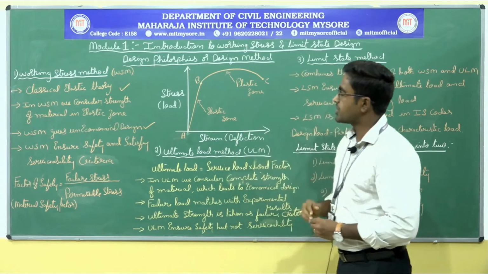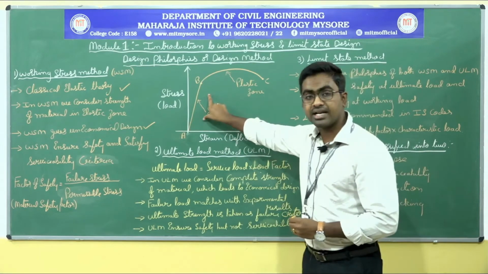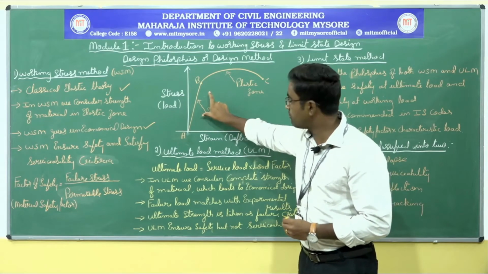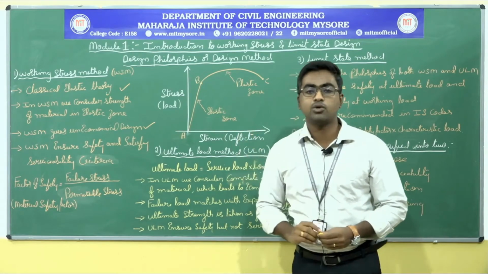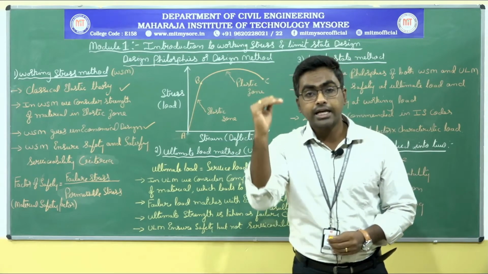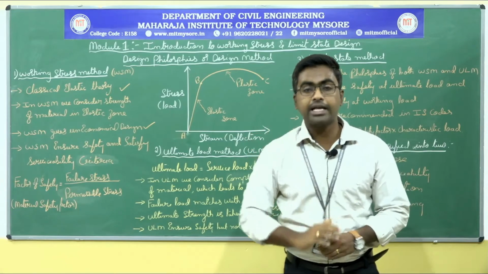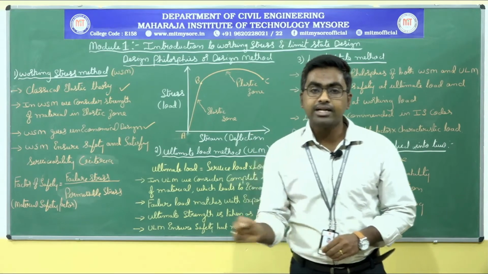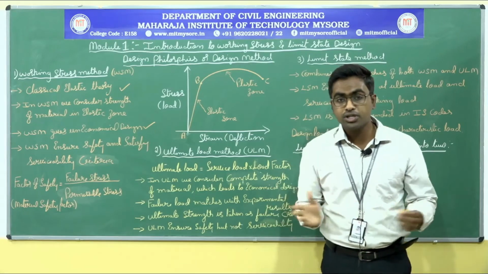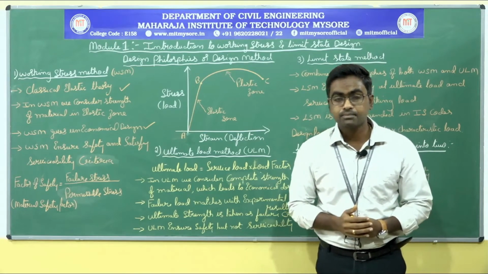So in the working stress method, as we are underestimating the strength of material, as we are using the strength of material only in the elastic zone, that means in the working stress method, we are decreasing the strength of material. And that decreased strength is used for the design purpose. That is most important, right?